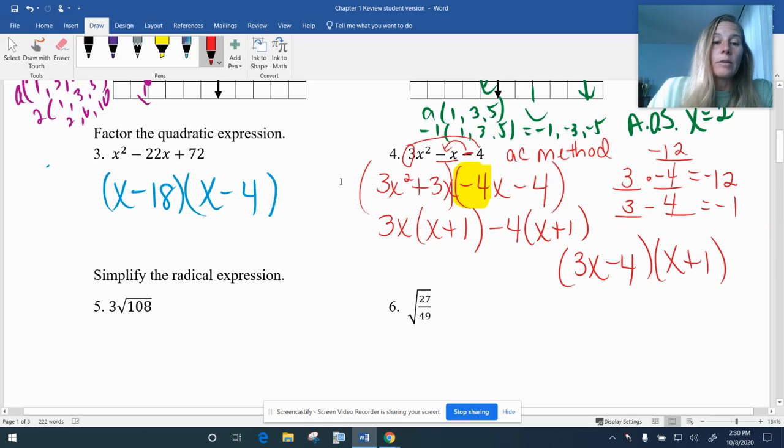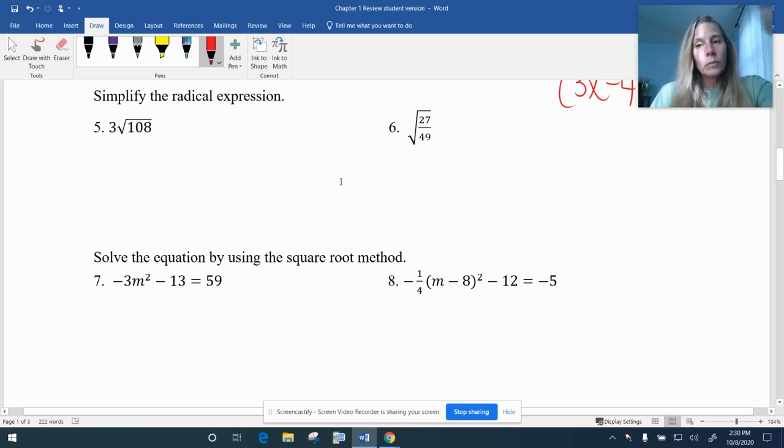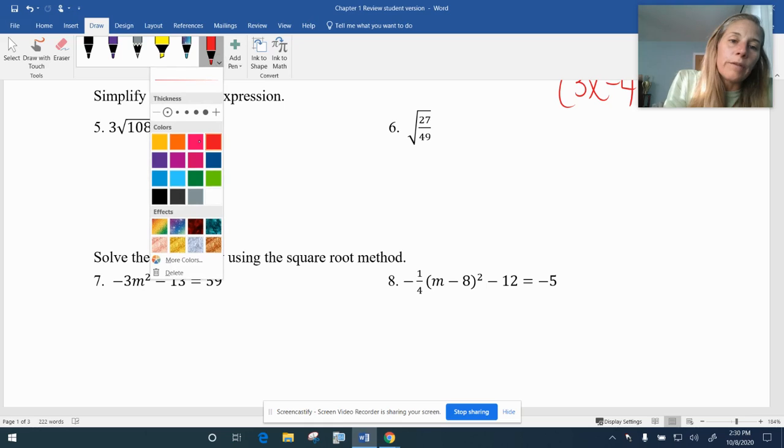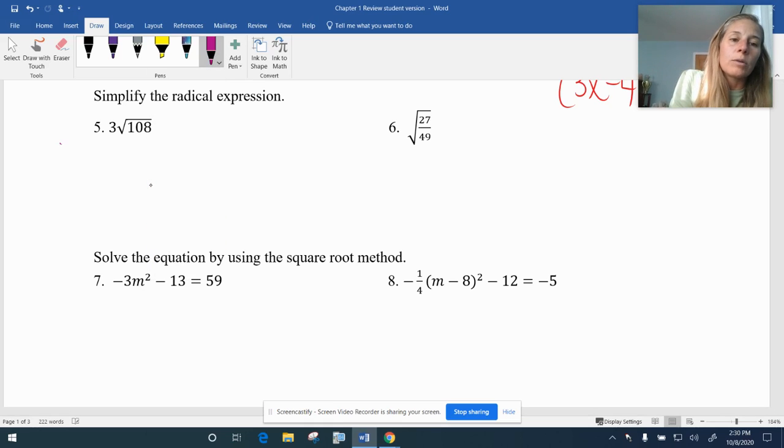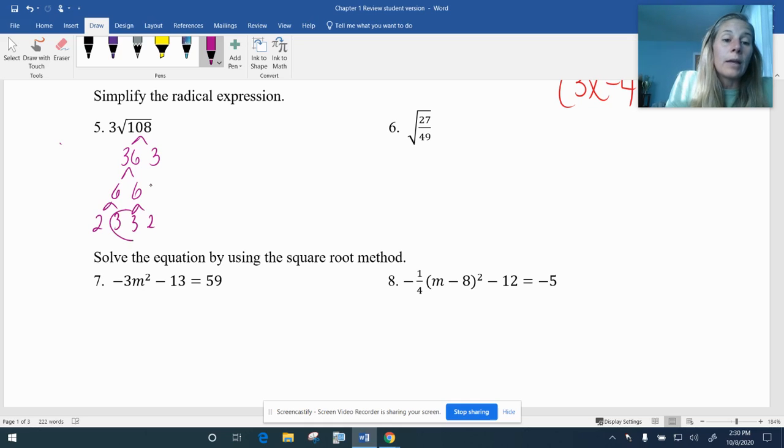Okay, so simplifying the radical expression, this is where we want to use that little factor tree to break down our radical. So I can think that 36 and 3 goes into 108. 36 further goes into 6 and 6, which you could then continue and do 2 and 3 and 3 and 2. Either way, pair of 3s, pair of 2s, or you could have just said there's a pair of 6s. That 6 is going to come out.